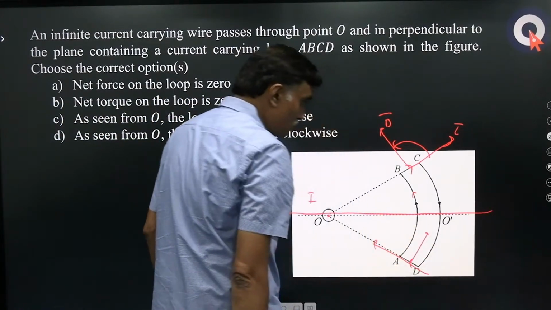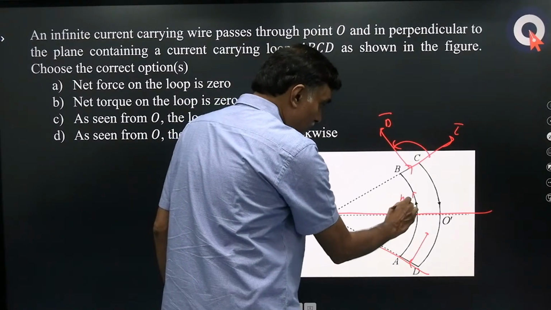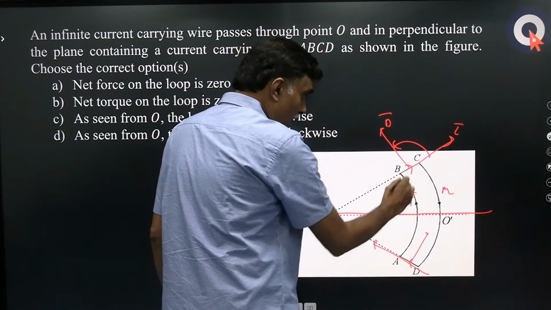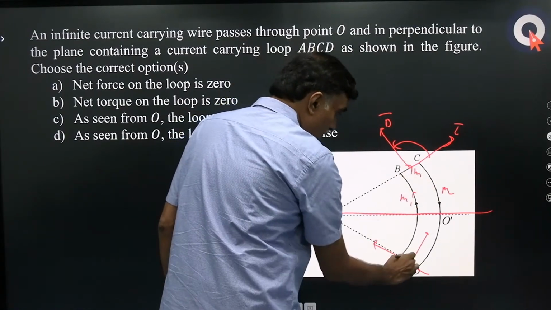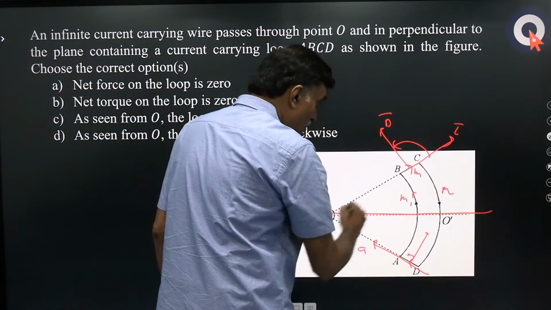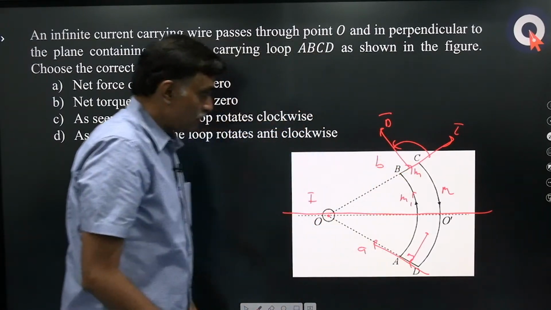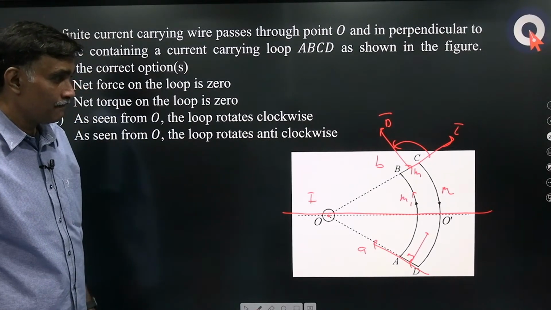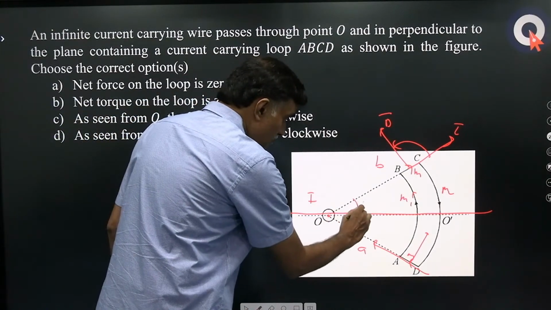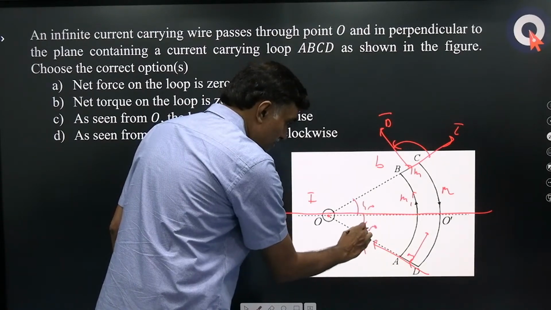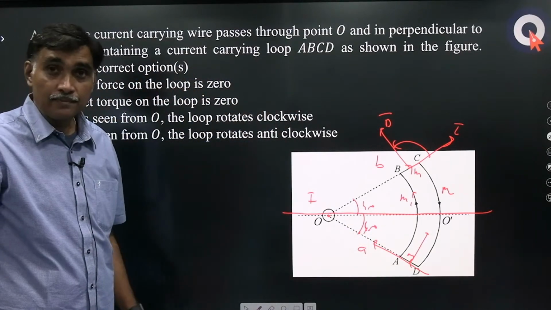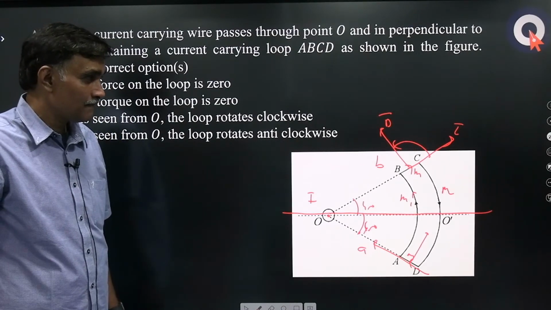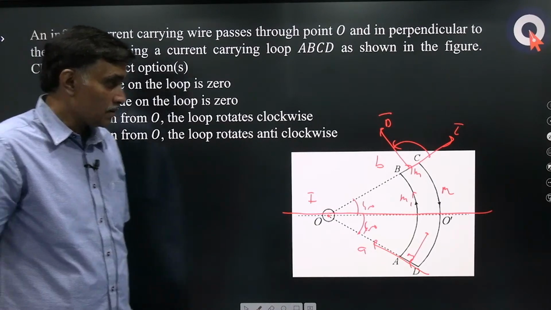For example, if they give masses, let us say, for this M1, for this M2, and for this M, for this M, and the inner radius is A, the outer radius is B. Then what is the torque? And if this angle is 45 degrees, this is also 45 degrees, I will take. Then what is the torque? Torque is M bar cross B bar. What is the M bar direction?